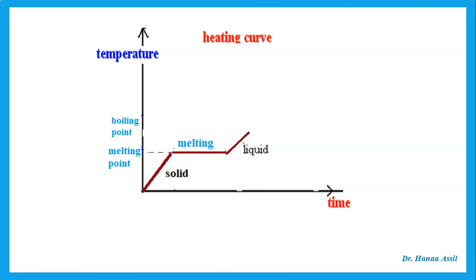Now, the temperature of the liquid will continue to rise until we reach the boiling point. At that temperature, the liquid will start to boil and the temperature remains constant during boiling until everything changes into a gas. Then the temperature of the gas will continue to increase. So this is called a heating curve. Remember, the flat areas in the curve represent the change of state, whether it's melting or boiling. When the temperature is rising, that means you're heating the solid or the liquid or the gas.